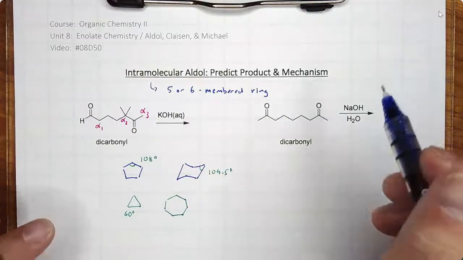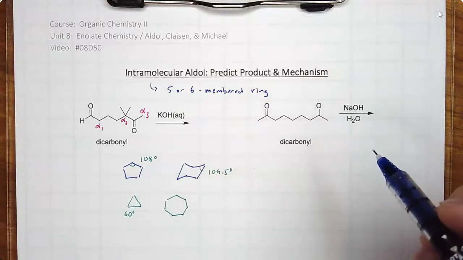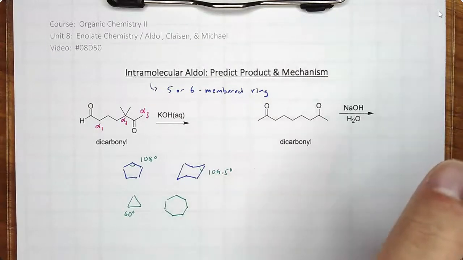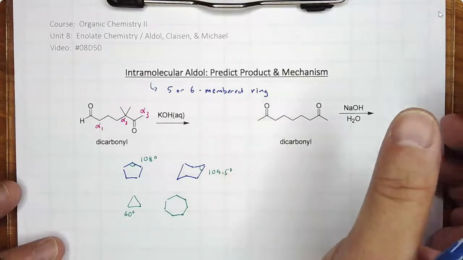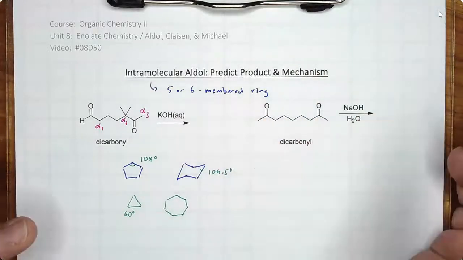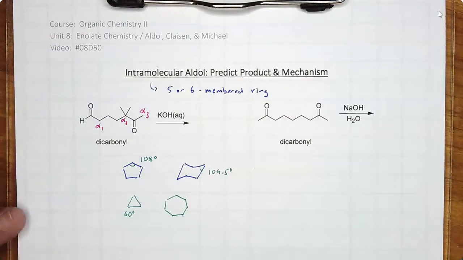Now we're not going to see it in these two examples, but there is a possibility that if the only ring you can make is a 7-membered ring, then chances are that's what your professor wants you to make, a 7-membered ring. But that's only by default.